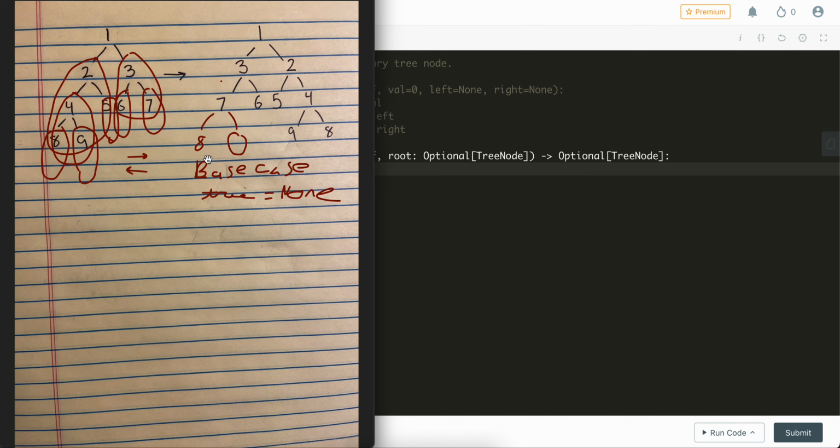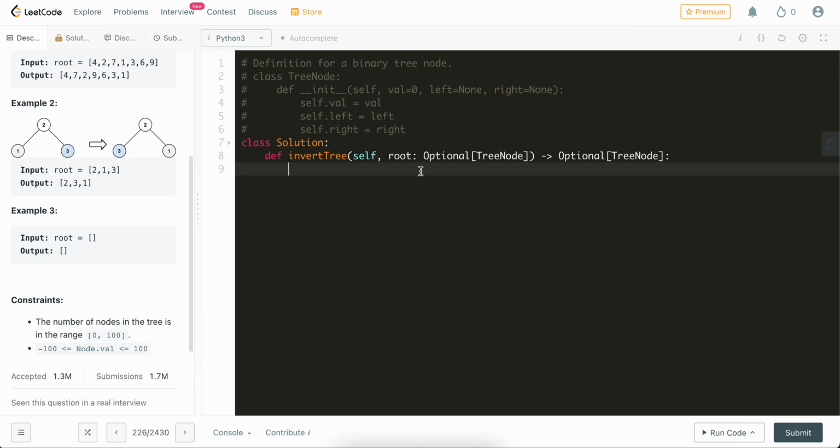So like I said, we have our base case here. Our base case is going to be when the tree is equal to none. So if not root, we're going to return none. And then what we want to say is self.right, the root.right, is equal to self.invertTree of the root.left.